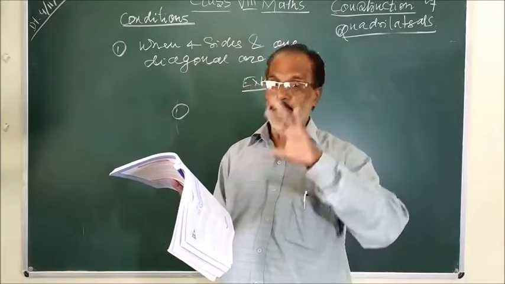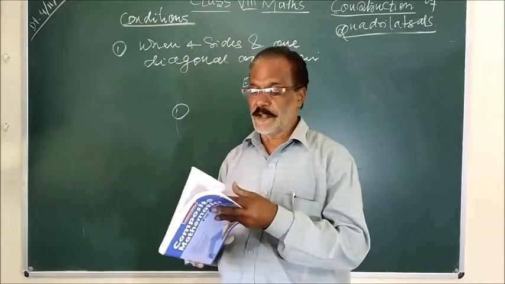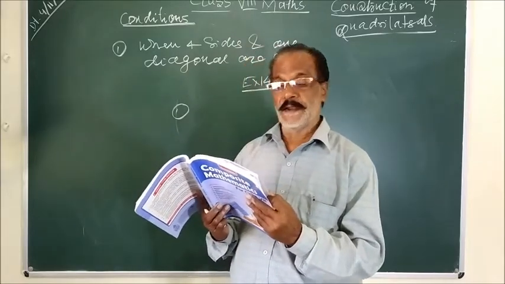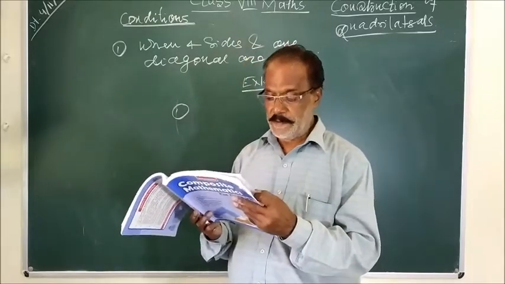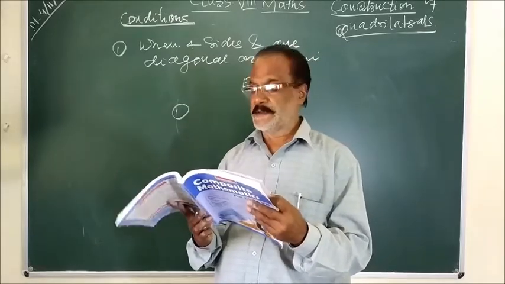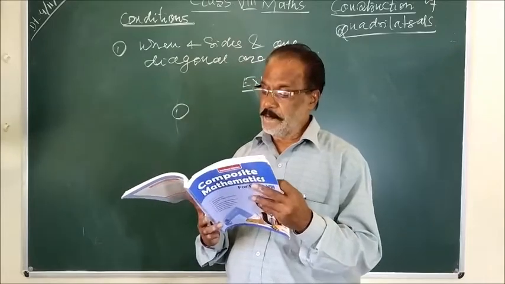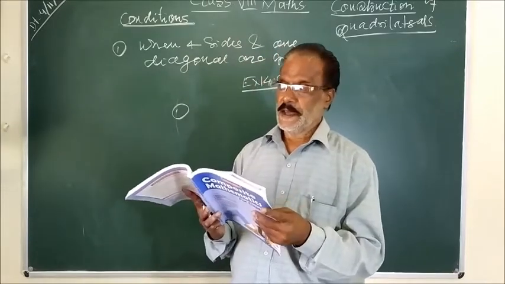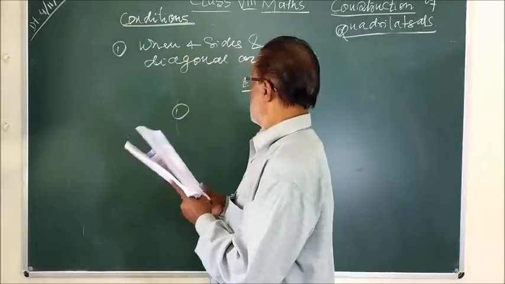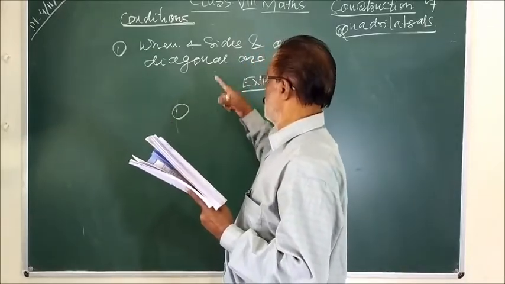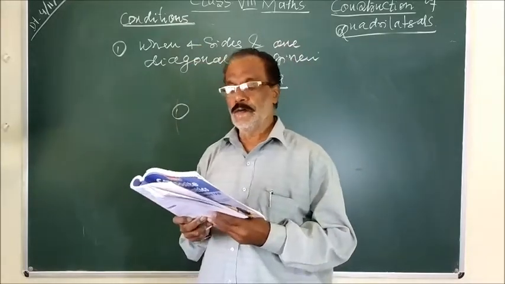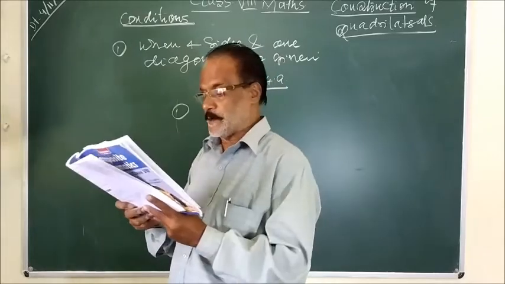When 4 sides and 1 angle are given, how will you construct the quadrilateral? 3 sides and included angles, 2 angles given. And when 2 adjacent sides and 3 angles are given. These are the different situations in which you can construct a quadrilateral. Today I explain one condition: when 4 sides and 1 diagonal are given, how will you construct the quadrilateral?